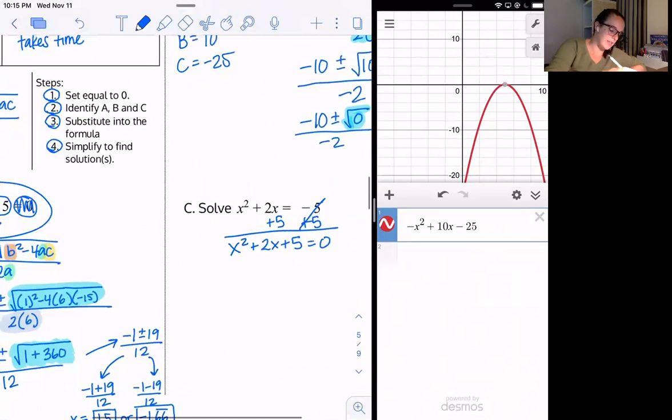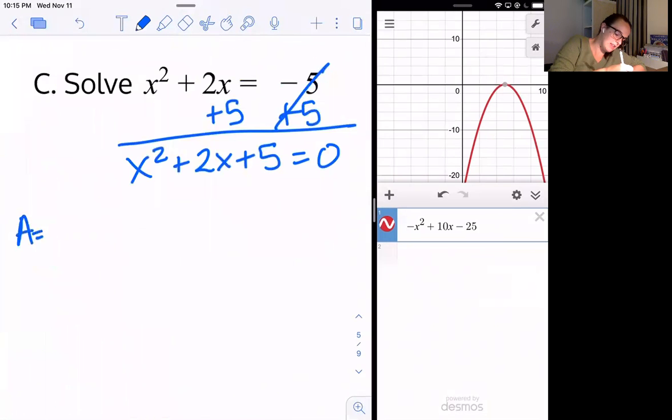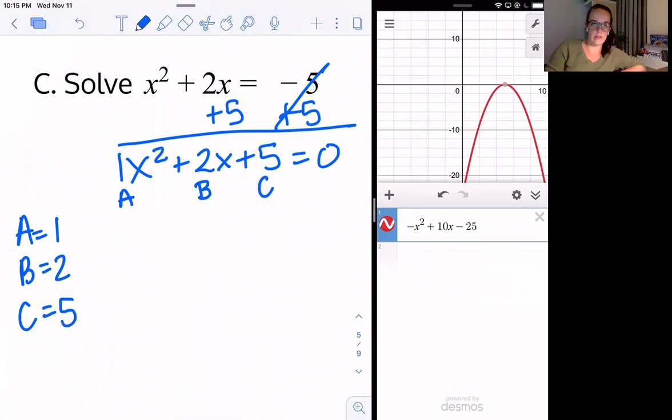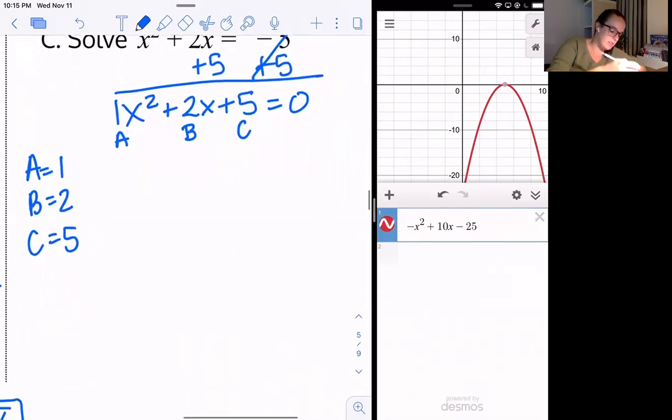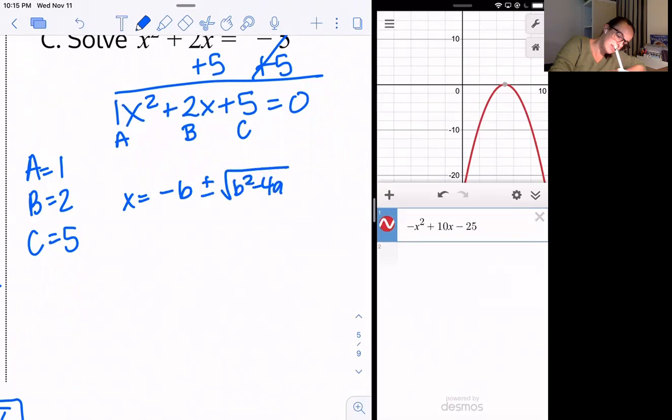All right, the second step, identify A, B, and C. So A in this case is 1, B is 2, C is 5. All right, I'm going to use my equation. So x is equal to negative b plus or minus the square root of b squared minus 4ac all over 2a, like that. All right, here we go.